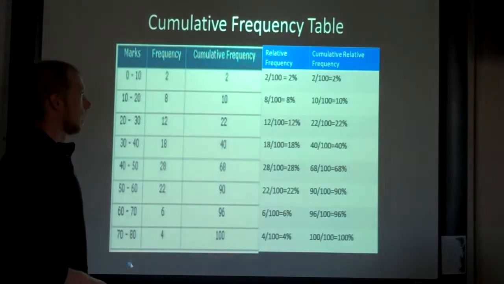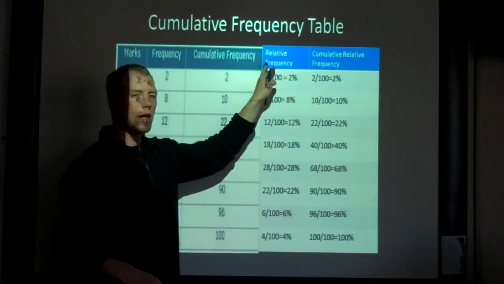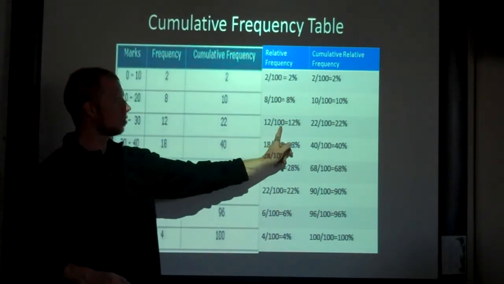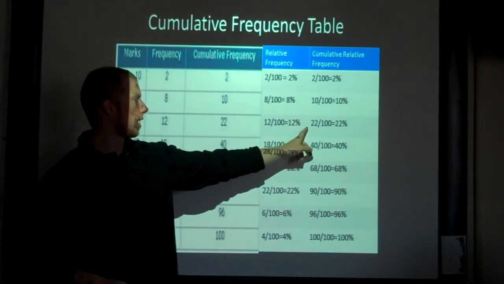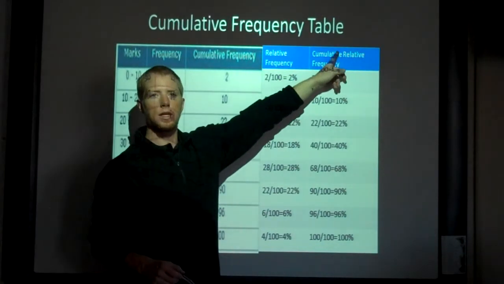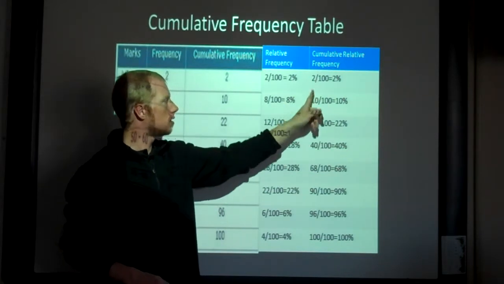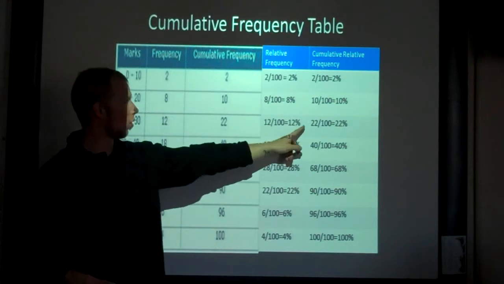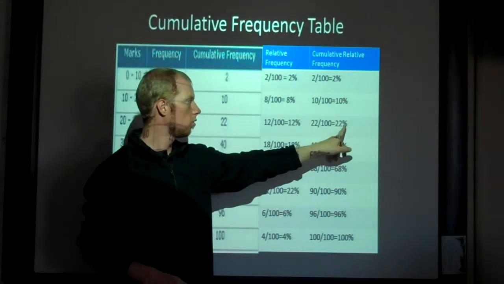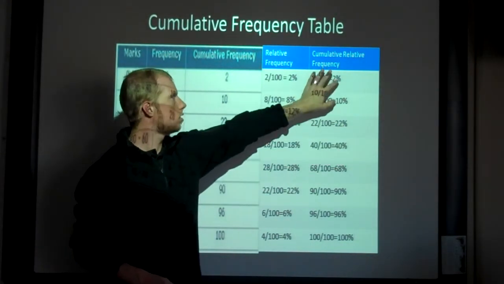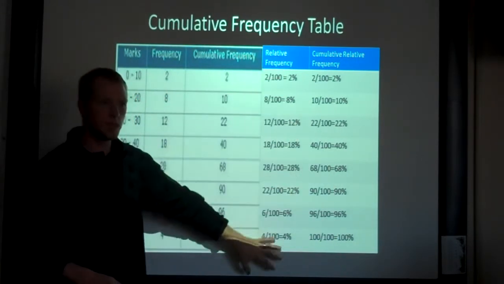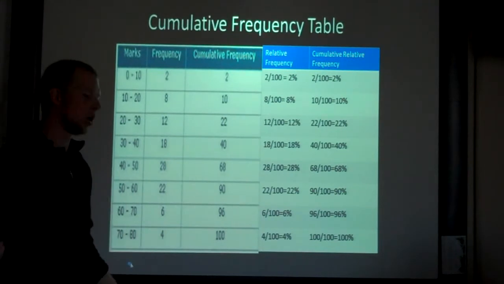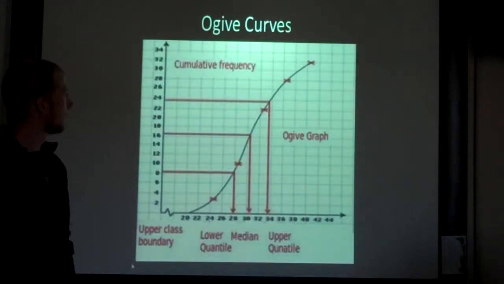However, there's another way to look at it that you often see, and this is your relative frequency. So the relative frequency in this range was 12 out of 100, or 12%. But the cumulative relative frequency is the sum of 2 plus 8 plus 12, or 22 out of 100, which is 22%. This is cumulative relative frequency versus the relative frequency. Cumulative means let's add it all up. Let's add up everything below it.